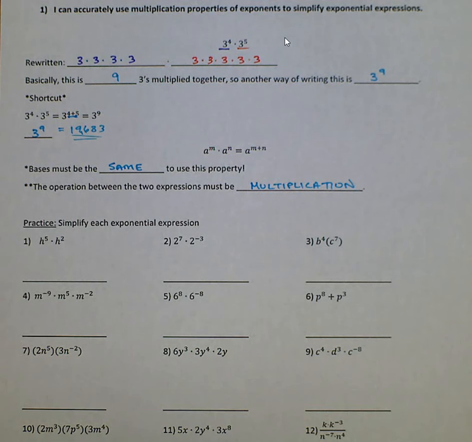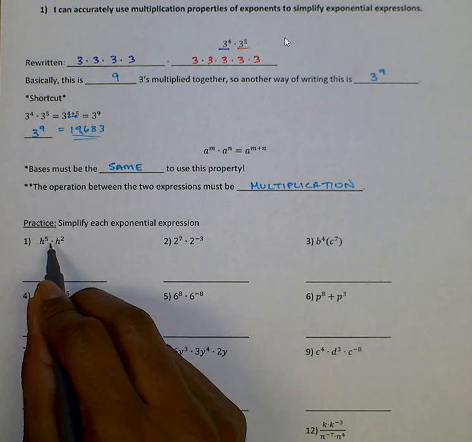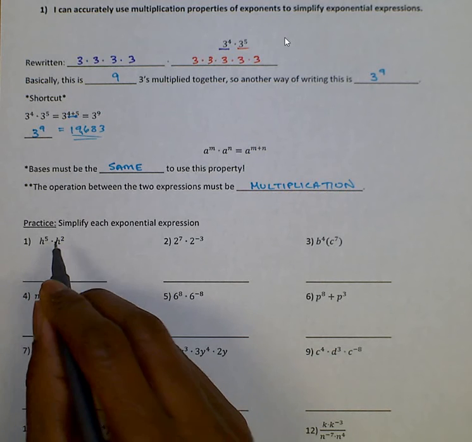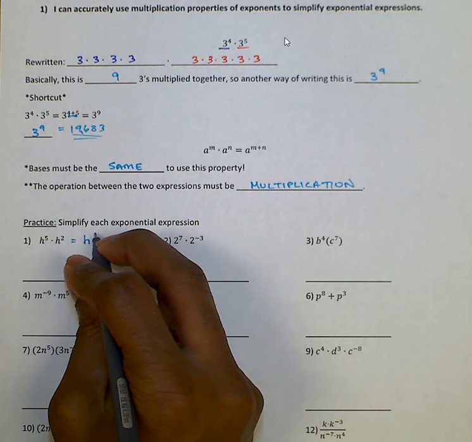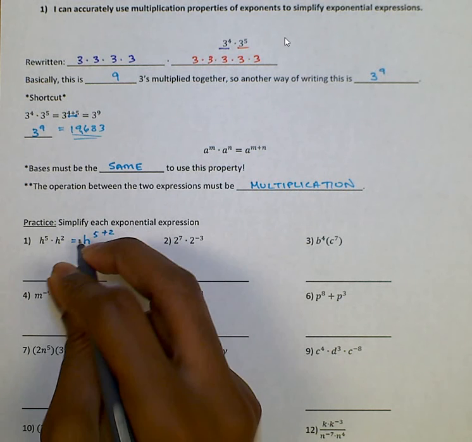It says simplify each exponential expression. Here we have h to the 5th power times h to the 2nd power. Again, we can rewrite this as h to the 5 plus 2. Same base, so h to the 7.